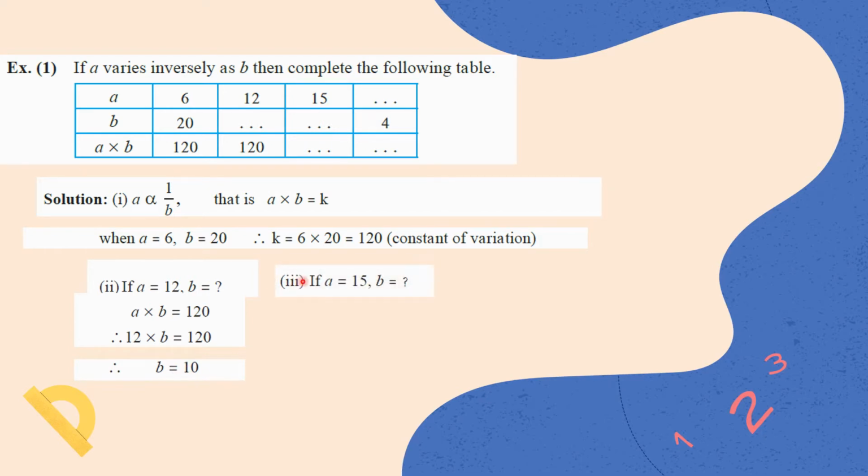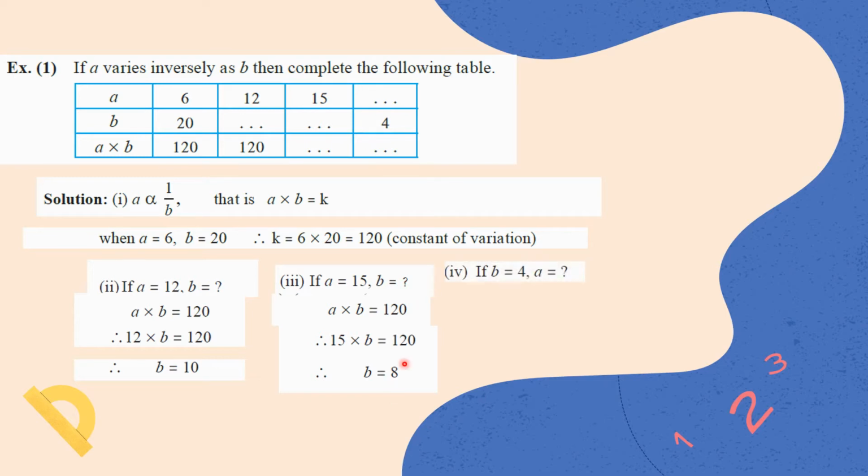If you see the third column, A is 15. The value of B has to be found out. And even A into B has to be found out. So we know A into B is 120. We have already found it out in the first part of this question. Substitute the value of A, that is 15. So we have 15 into B equal to 120. Divide both the sides by 15. So your value of B is equal to 120 divided by 15, which is 8. So in this case, B equal to 8.